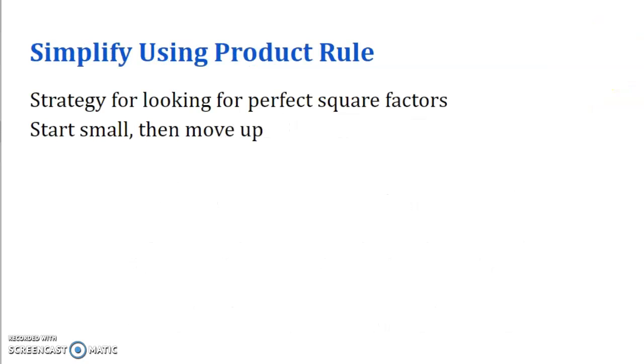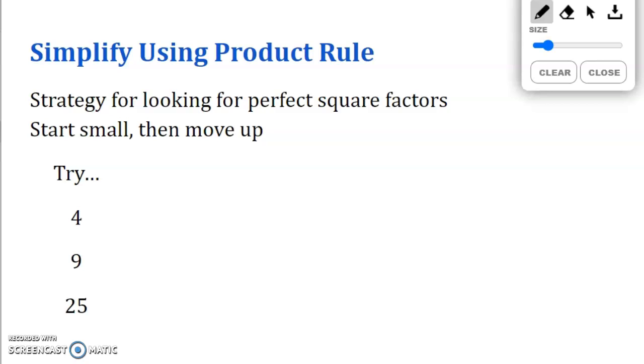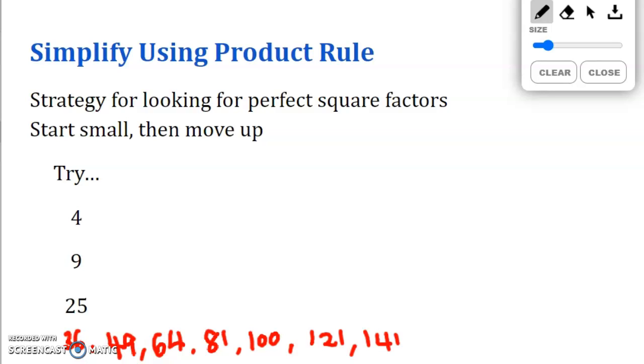Okay, so when you are looking to simplify using the product rule, the strategy for looking for perfect square factors is you start small, then you move up. So you try 4, 9, and 25, and then you keep moving up. If I was to go further, I would need to go to 36, 49, 64, 81, 100, 121, 144, and so on. But you start small and keep going from there.